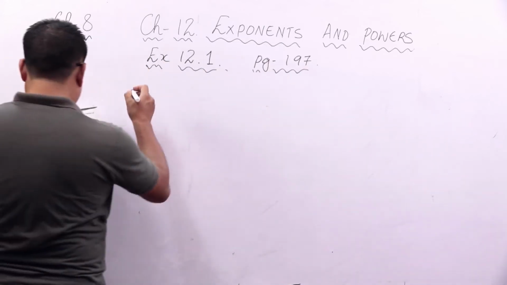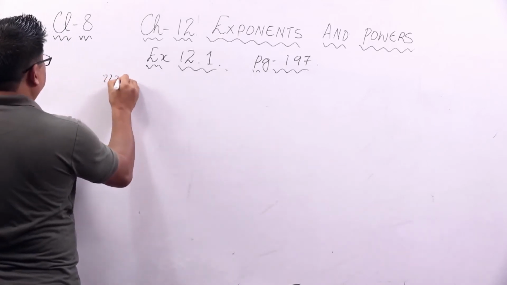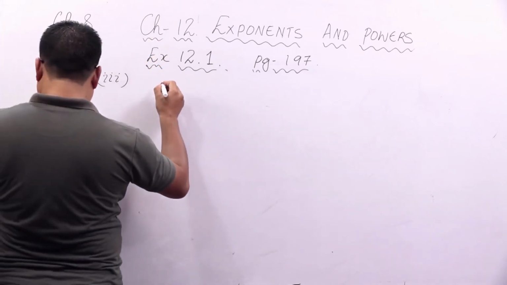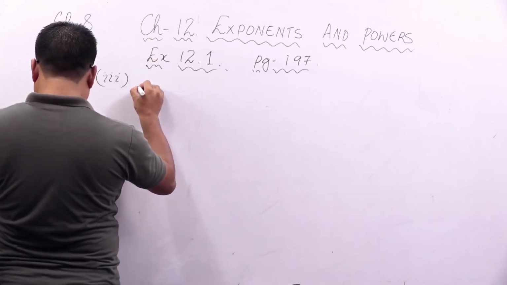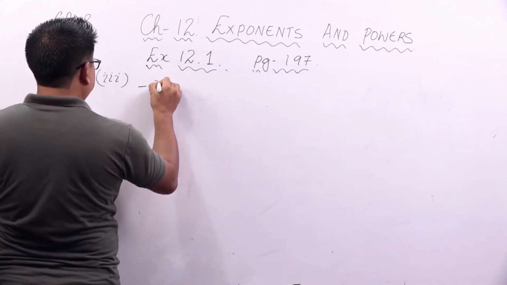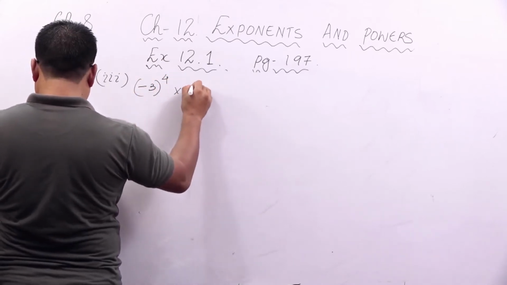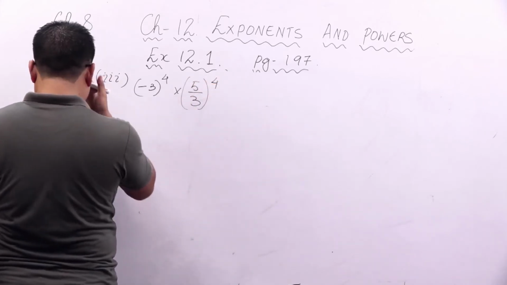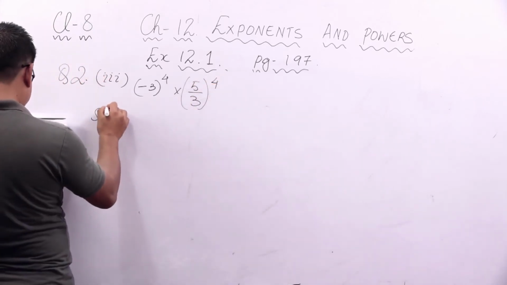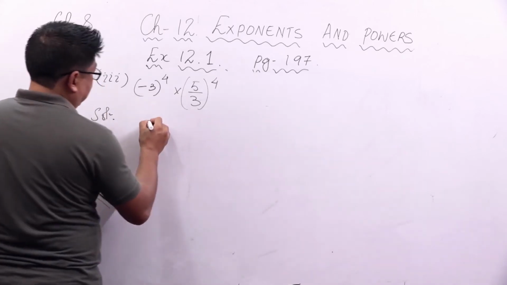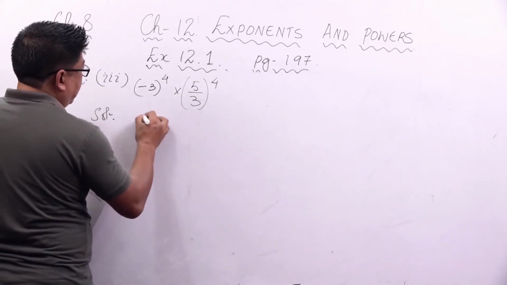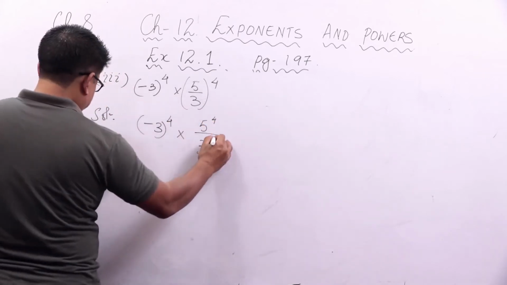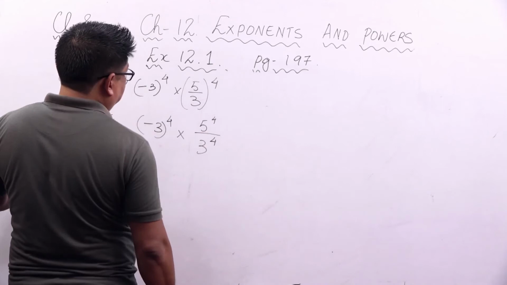Question number 3. The question is minus 3 to the power 4 into 5 by 3 to the power 4. So this I can write in this manner: minus 3 to the power 4 into 5 to the power 4 by 3 to the power 4. Right?